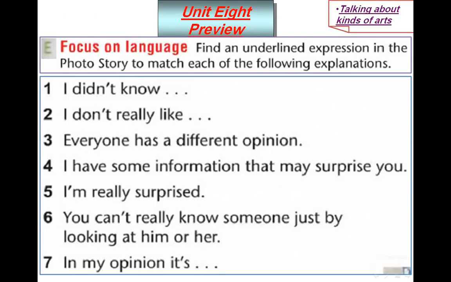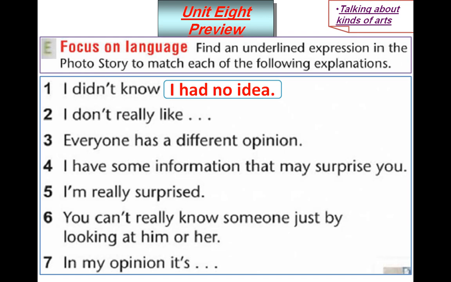Now we have the next exercise and the last one in our preview lesson. Focus on the language. Find an underlined expression in the photo story to match each of the following explanations. Number one, I didn't know. What does it mean? We get the same meaning from the conversation above. It means I had no idea, and we explained this.